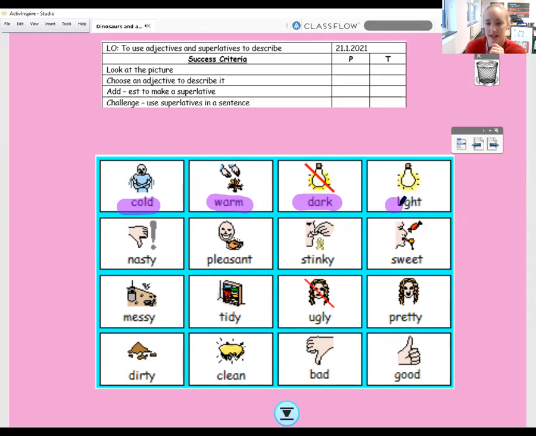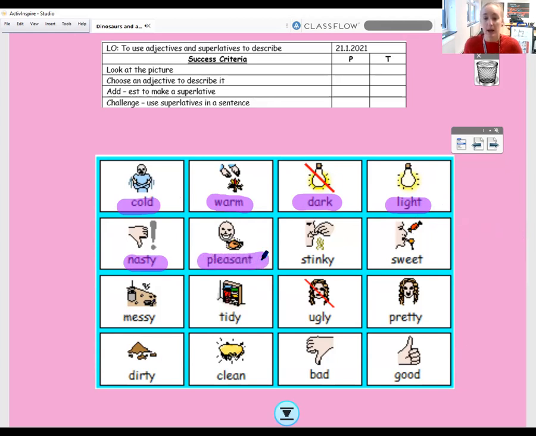We've got the word light. Your turn. And light means that we can see lots of things and that things are very bright and colourful so that we can see everything around us. We've got the adjective nasty. Your turn. Nasty is when something isn't very nice, okay? I might say, oh, that tastes a bit nasty, so that doesn't taste very nice.